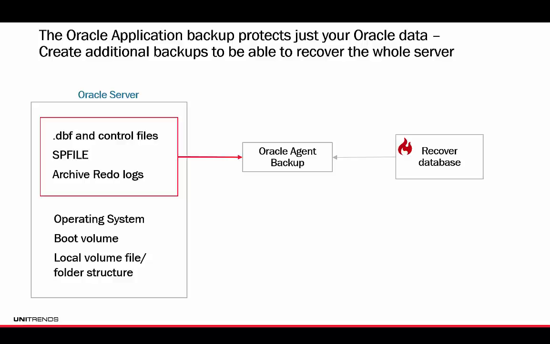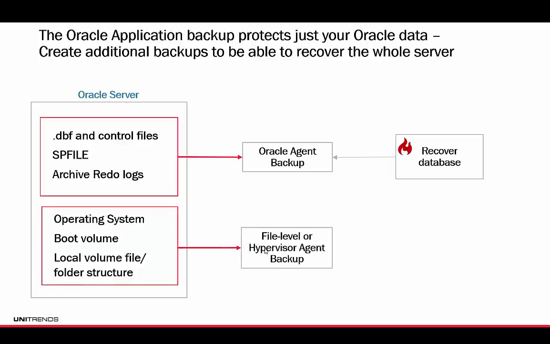Now, when you want to recover the database, you can use the agent to put just the databases back. Also, that's a bonus. If you lose the entire server, you have to recover the entire server first through the file level, hypervisor, or agent level backups. You're going to recover the entire server, then you can recover the database. Two separate backups. You may have to create additional backups to be able to recover that entire server.